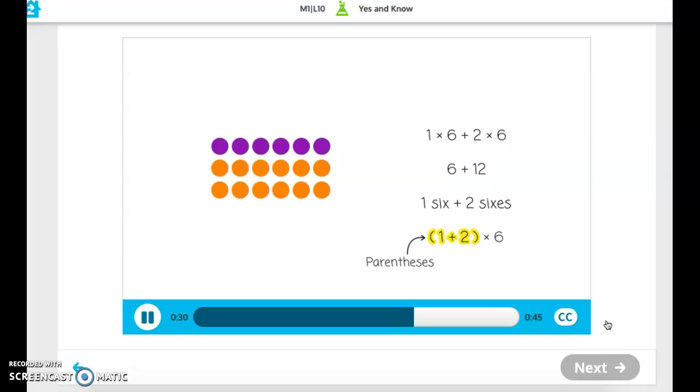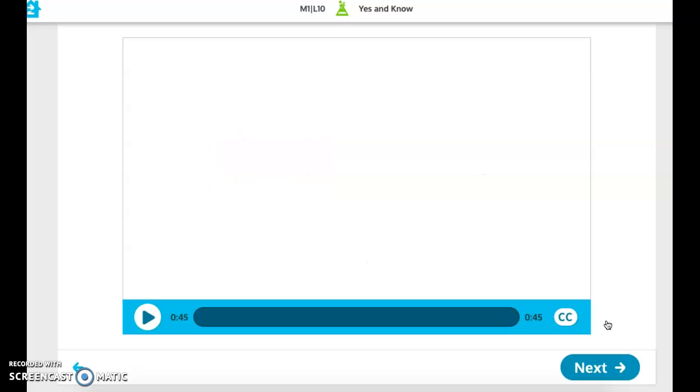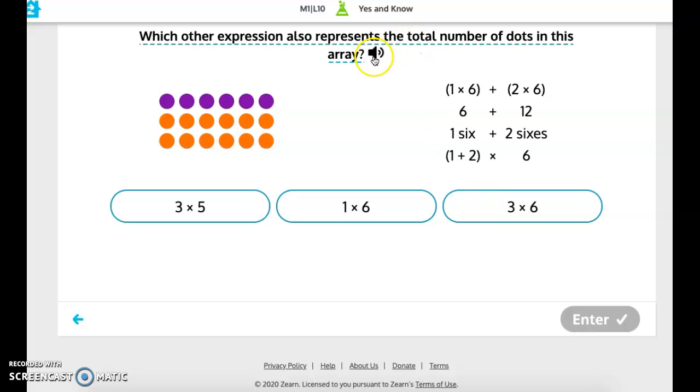1 plus 2 times 6 shows that I found the total number of groups first, and then I multiplied by the size of the group, which is 6. There are lots of different number sentences that can all equal the same thing. Which other expression also represents the total number of dots in this array?